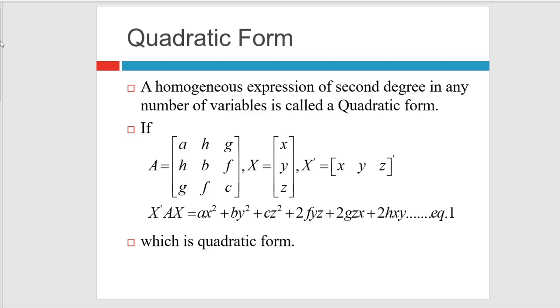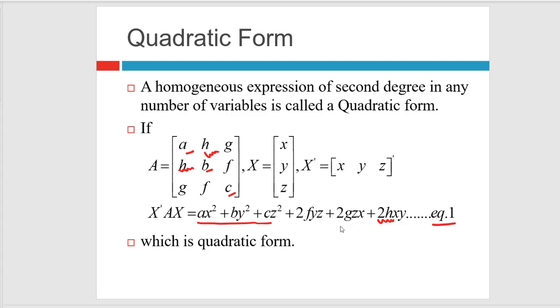Quadratic form. A homogeneous expression of second order is called a quadratic form. Here we consider equation 1. In this equation, ax square plus by square plus cz square, from this we easily write down a, b, c values as the diagonal elements. Then here a twice h term is there, from this we write down the h value.